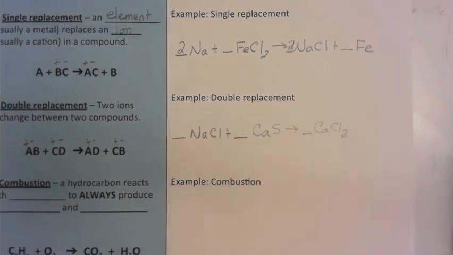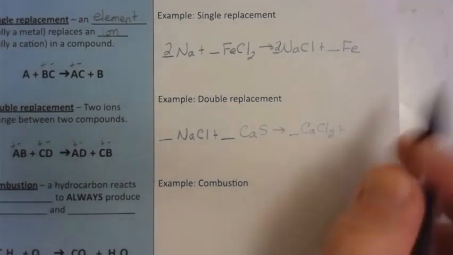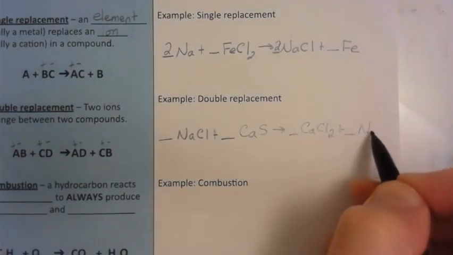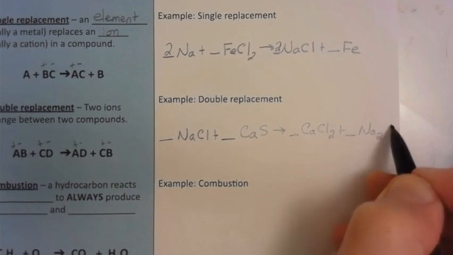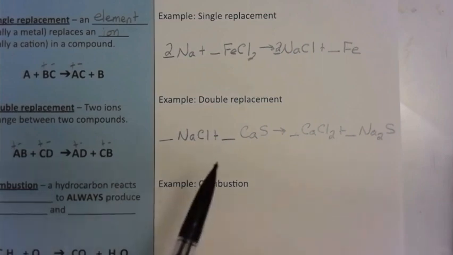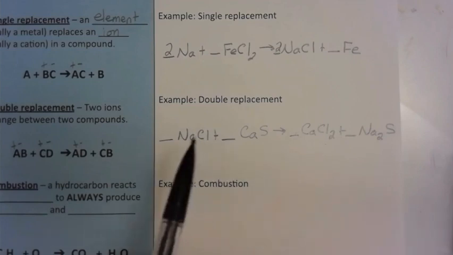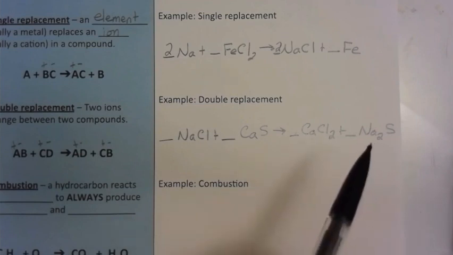CaCl2, because calcium's plus 2 and chlorine's minus 1, and Na2S, because sodium is plus 1 and sulfur is minus 2. So again, for this reaction, it's unbalanced because we have 1 chlorine going in and 2 chlorines coming out, and 1 sodium going in and 2 sodiums coming out.